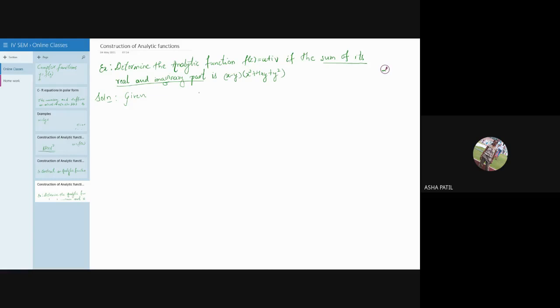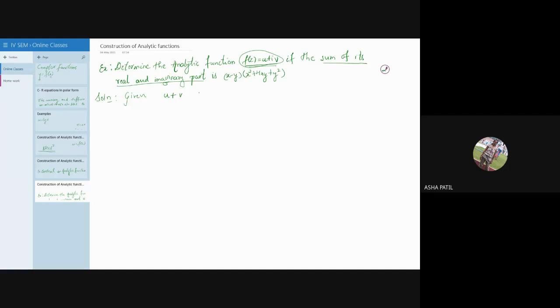Not iv, u plus v only. U plus iv means it becomes f of z only, right? That's what I'm telling: sum of its real and imaginary part. What's the real part? Real part is u. So you take only v, not iv. If you write u plus iv, then it itself becomes your f of z, and there is nothing left to find.